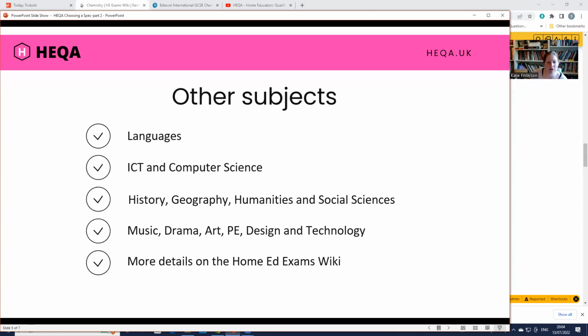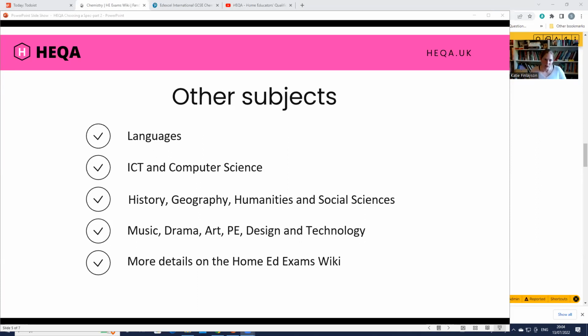Right, shall I move on to ICT and computer science? So these are two different variants of dealing with computers. Computer science involves quite a lot of programming and more about how computers work, and ICT is a bit more hands-on, networking and actually using computers more.